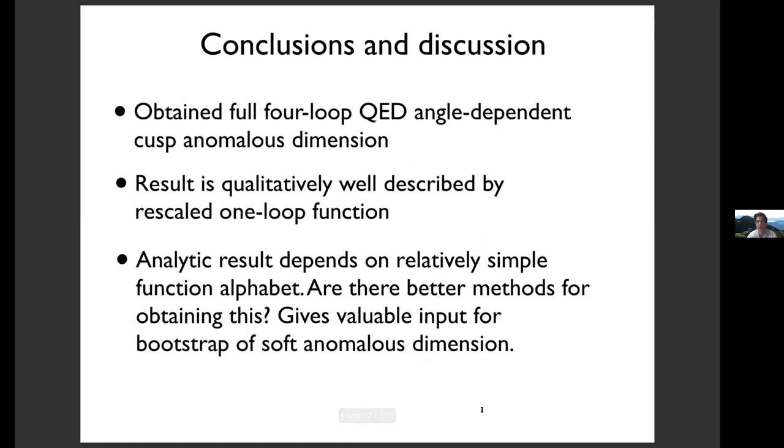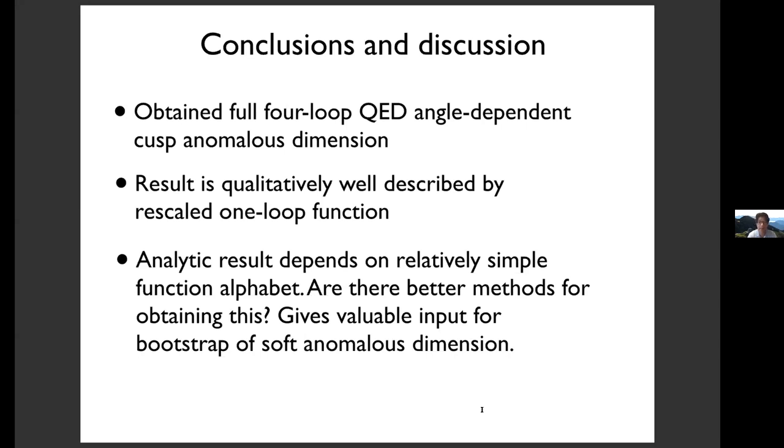So with this, I'd like to conclude. I showed you the full four-loop result for the QED cusp anomalous dimension with the full angle dependence. We saw that, curiously, the result is qualitatively well described by a rescaled one-loop function, where the rescaling is really the light-like cusp anomalous dimension, as if, taking that as an effective coupling, it captures most of the loop effects.